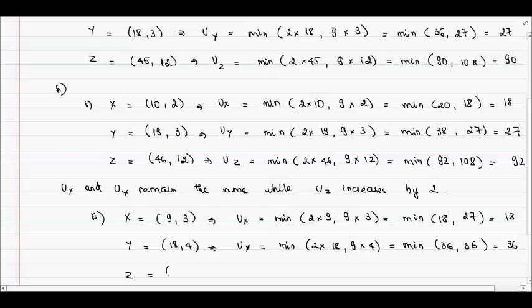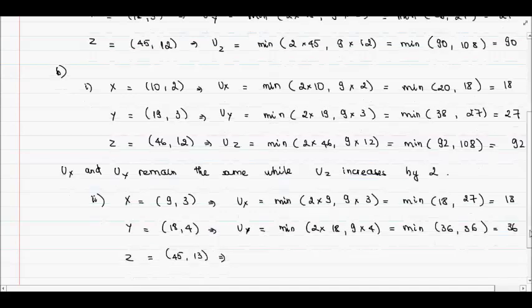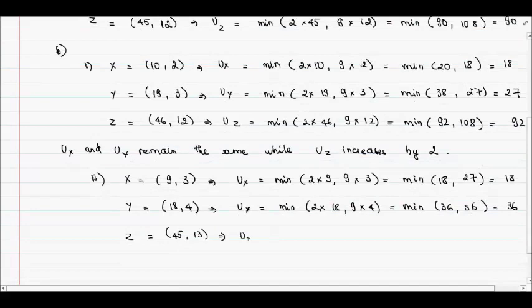While for bundle Z, we're still having 45 units of bread and now 13 units of cheese, because we have 1 more kilo of cheese. So the utility of bundle Z is the minimum between 2 times 45 and 9 times 13.